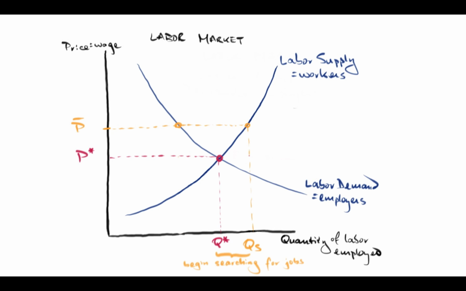So these are people who would not have wanted jobs when the market was in equilibrium because a wage of P star was not worth their time. They had better alternative uses of their time than working at a wage of P star. But a minimum wage that has been set higher than that encourages them to enter the job market. Okay, so they join the unemployed.